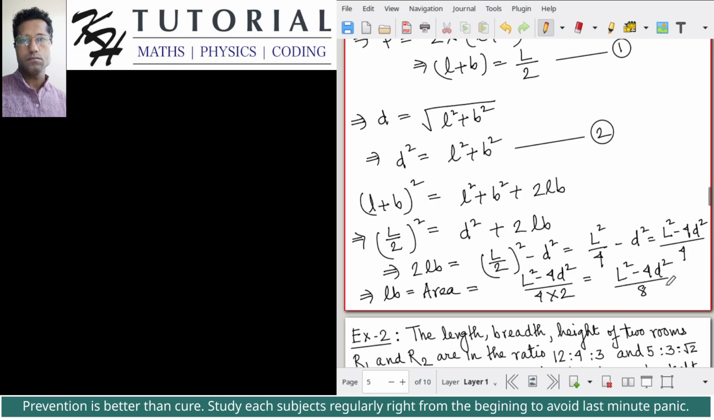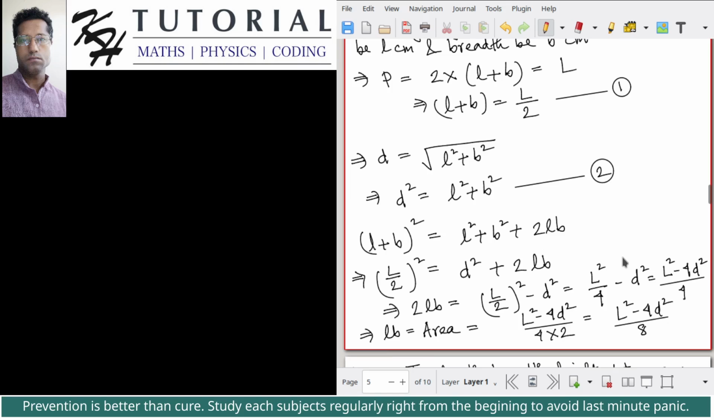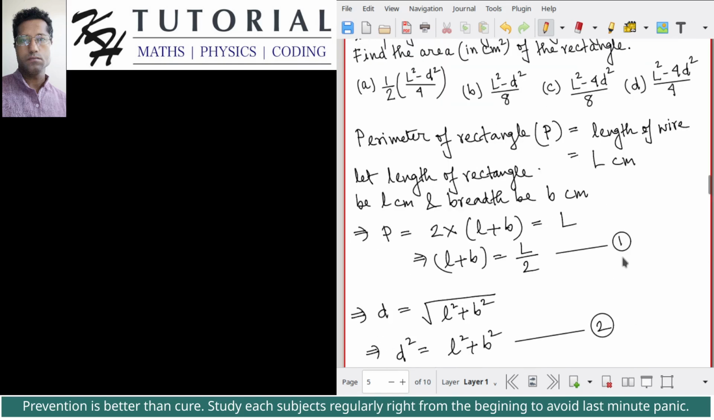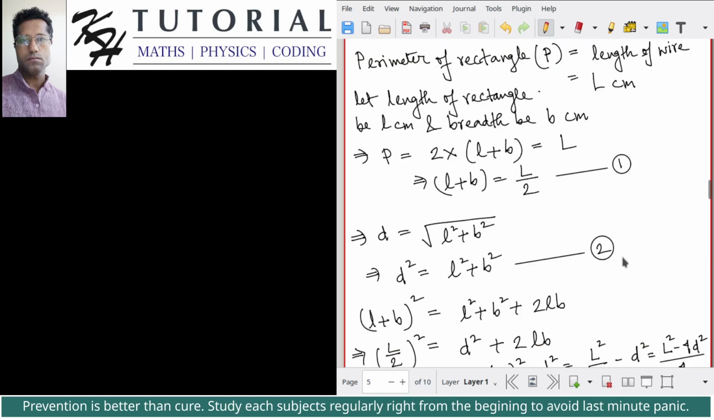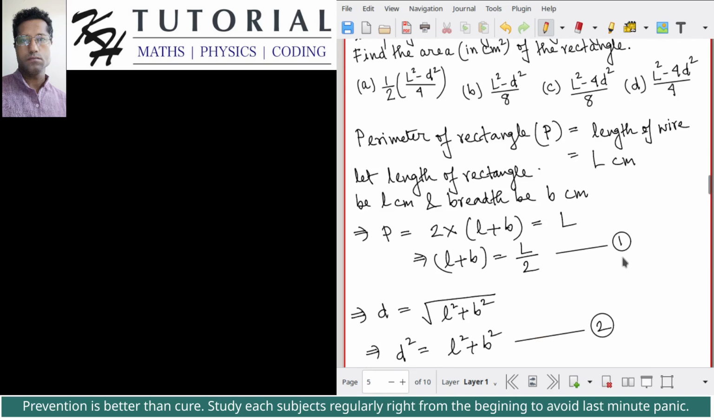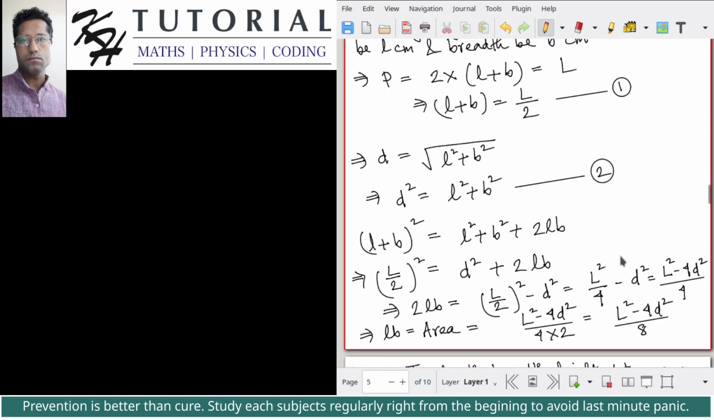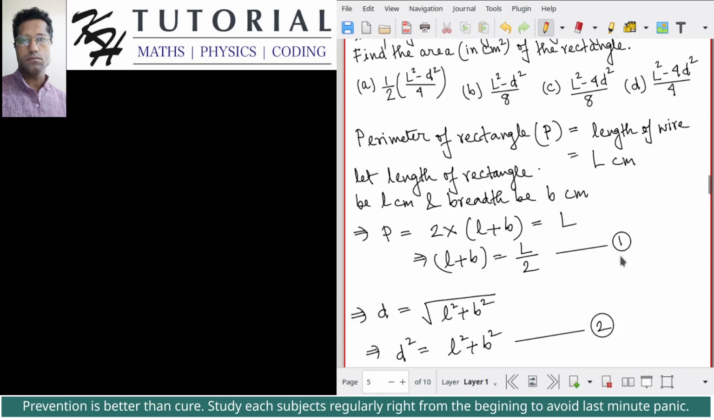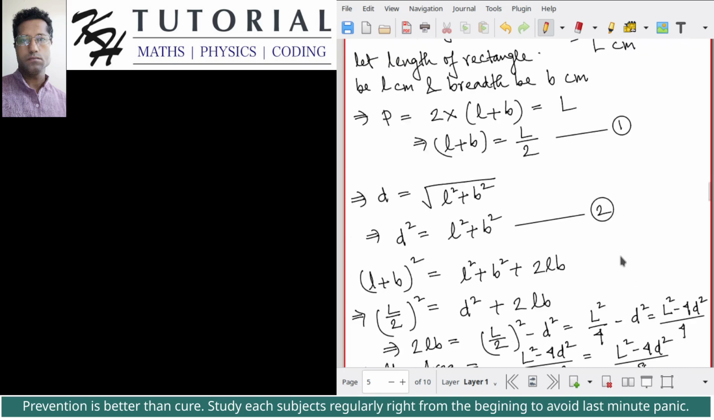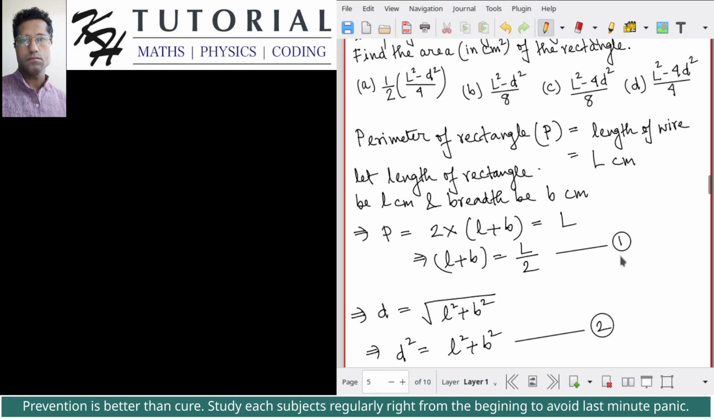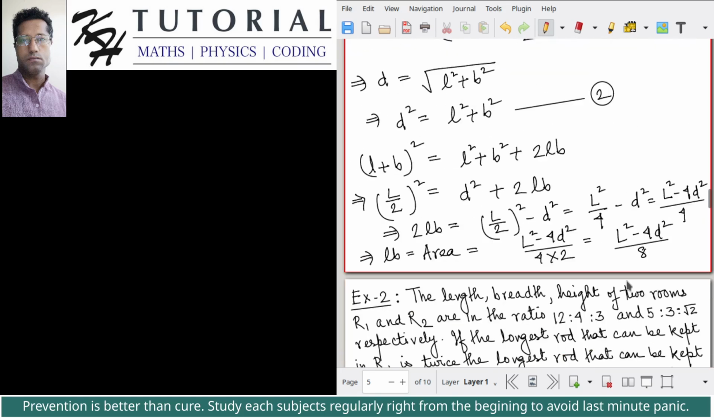So (L square minus 4 d square) divided by 8 will be the area of the rectangle, and hence the correct choice will be C. C is the correct choice. So the answer is choice C.